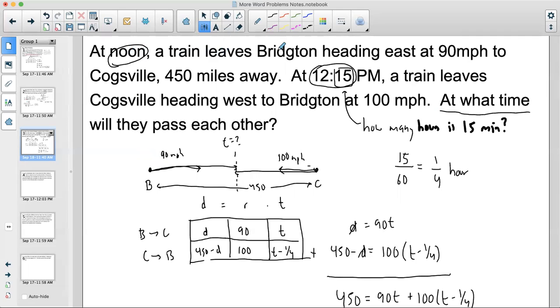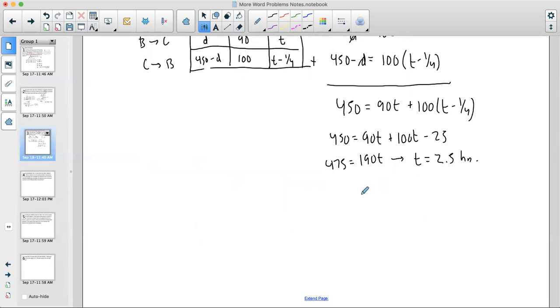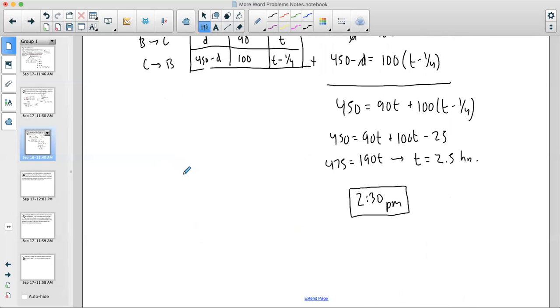At noon, a train leaves Bridgeton heading east to Cogsville. So this train traveled for 2.5 hours, leaving at noon. 2.5 hours after noon is 2:30 p.m. The trains will pass each other at 2:30 p.m. So that's how you do this problem.